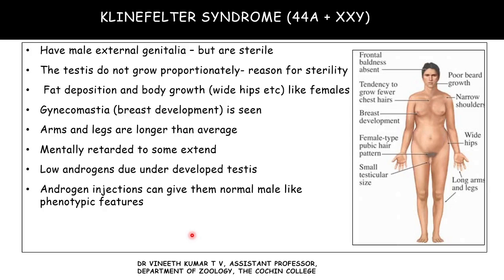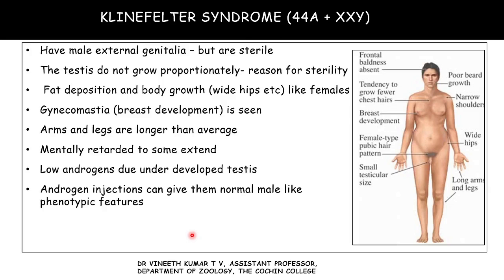So, what happens is that because of the presence of this extra X chromosome, and the expression of the genes in the extra X chromosome, it retards the growth of the testes. As the testis does not grow properly, the testosterone will not be produced in the normal amount. As a result, the growth of the sex organs will be affected, because the testis does not mature or grow proportionately with the growth of the individual. As a result, that will lead to sterility.